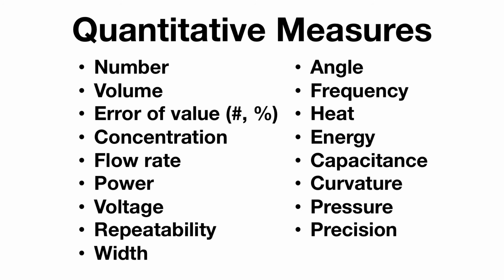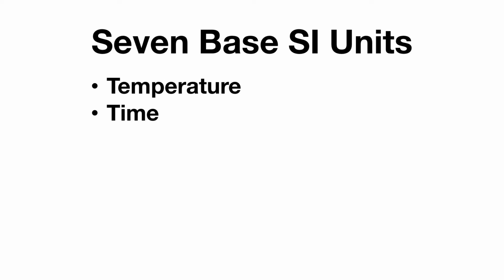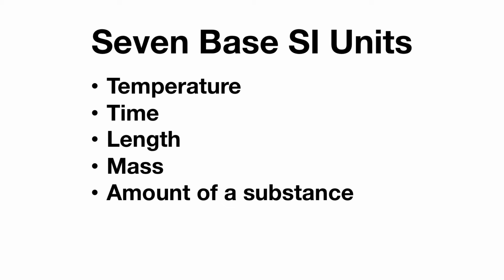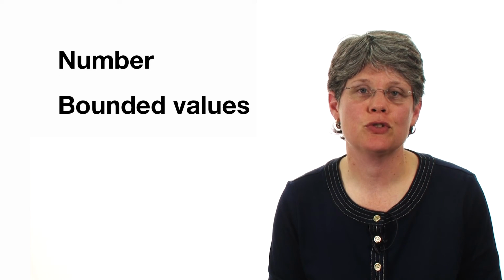These quantitative measures are formed from the 7 base SI units, including temperature, time, length, mass, amount of a substance, luminous intensity, and current. Now, all of these have associated units in either the metric or the British system, and as a result, design criteria will have associated units as well. So design criteria are defined with a number or with a range of bounded values.